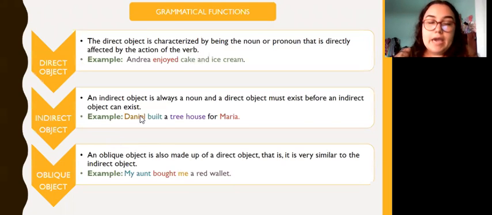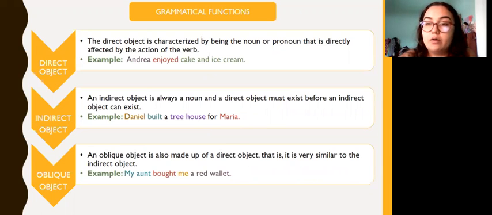Next, the indirect object. Unlike the direct object, a direct object must exist before an indirect object can exist. An indirect object can only be used when there is a direct object in the sentence. For example, Daniel built a tree house for Maria. In the sentence, the direct object will be a tree house, since that was what Daniel built, but for whom did he build the house? For Maria, that will be the indirect object.